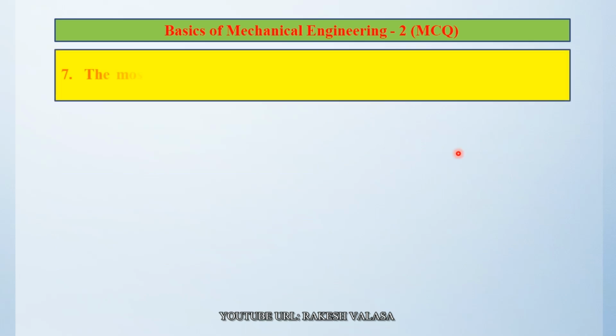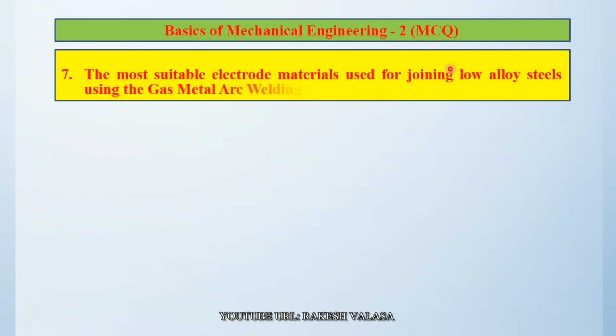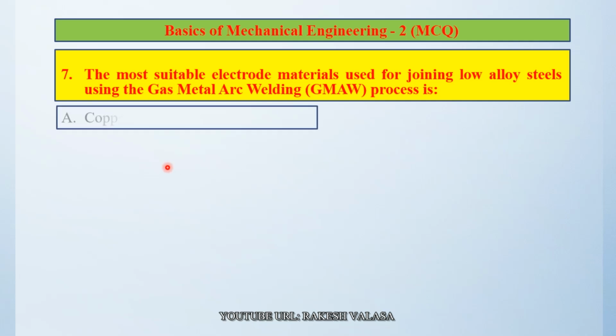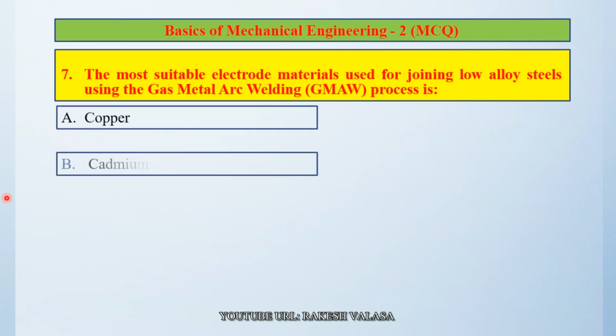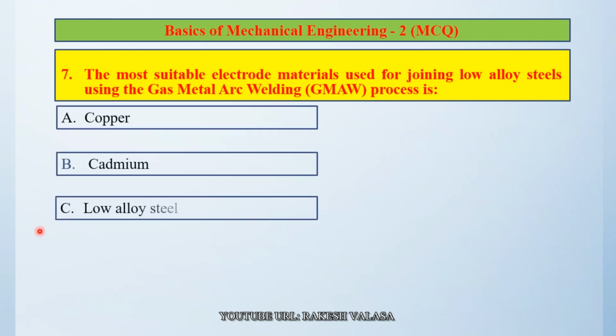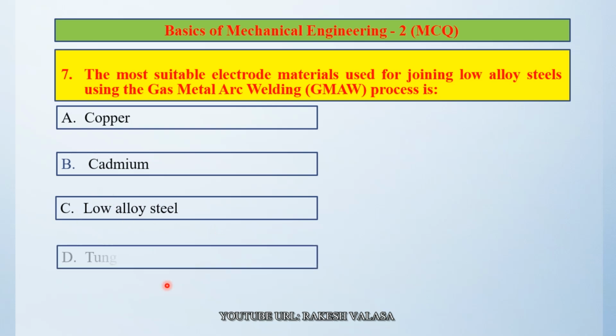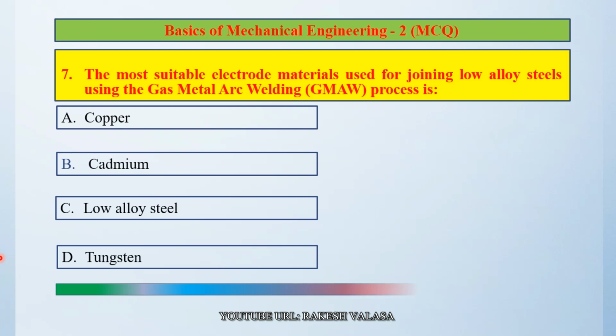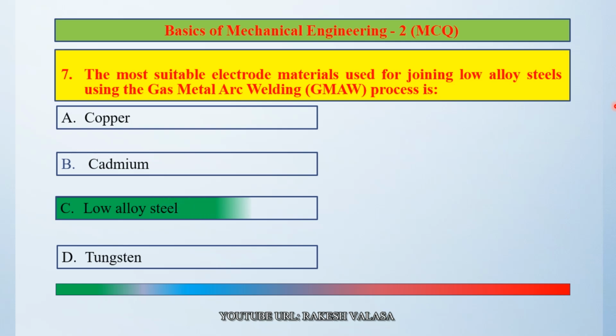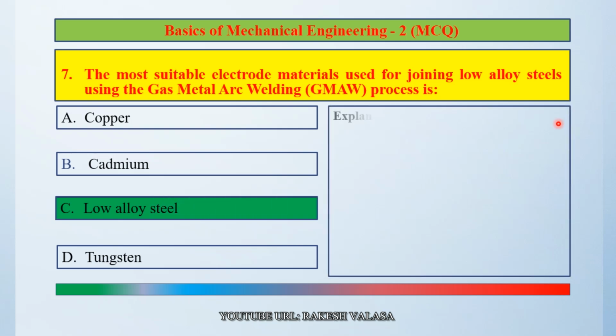Question number 7. The most suitable electrode materials used for joining low alloy steels using the gas metal arc welding process is option A, copper. Option B, cadmium. Option C, low alloy steel. Option D, tungsten. The correct answer is option C, low alloy steel. Let us see the explanation.